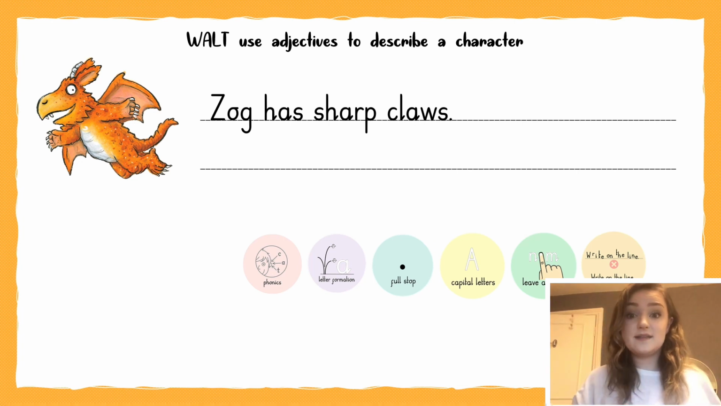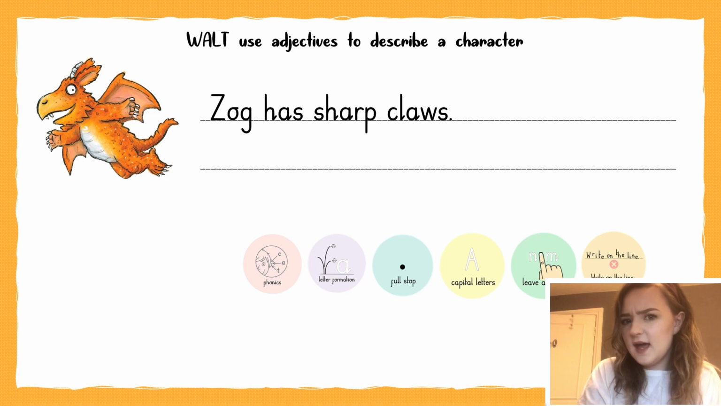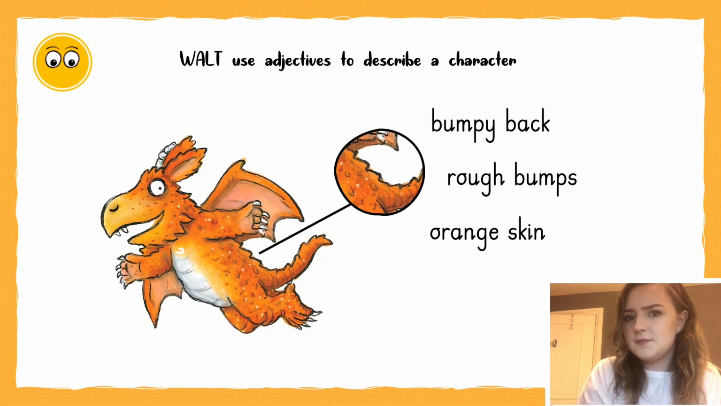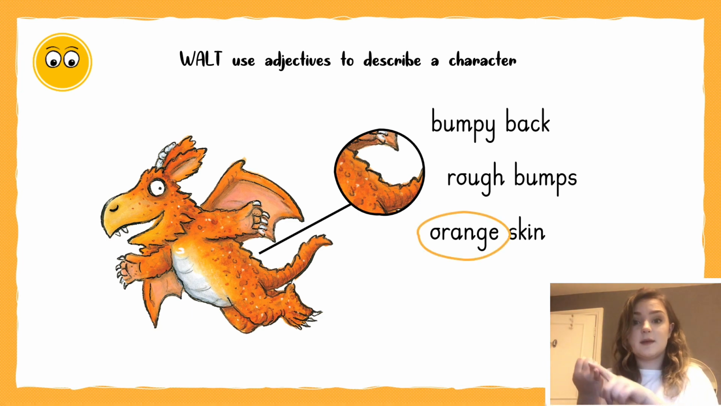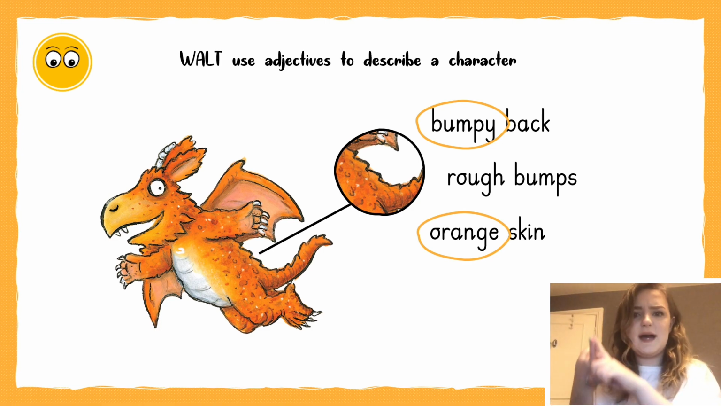Now for my next sentence, I want to try and challenge myself a bit. So I'm going to try and use and in my sentence to connect 2 ideas together. So I would like to talk about Zog's skin now. I'm going to have a look at the adjectives I came up with. 2 of the adjectives I came up with were orange, because I'm describing the colour of his skin, and bumpy, because I'm describing what his skin might feel like. So orange and bumpy, they're my 2 adjectives.